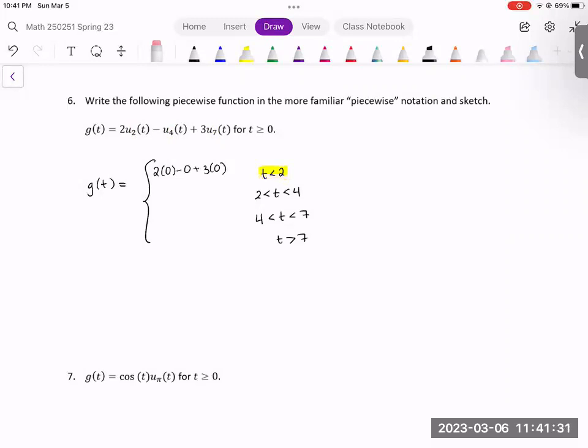Next up, we're going to be looking at when t is between 2 and 4. And just because I think this light bulb analogy is helpful to think about, I'm just going to light up the function that we have on right now. So the only one that's on is u2 of t. That's going to give us a value of 1. And then the others are going to give us values of 0, because the input that we're giving is going to be less than these light switch times at 4 and at 7.